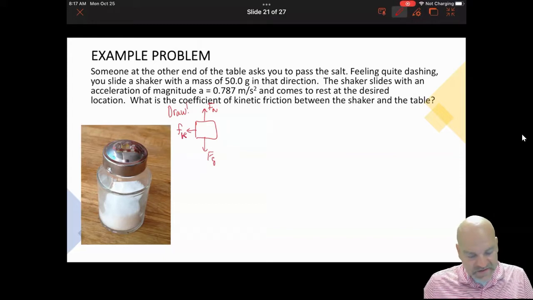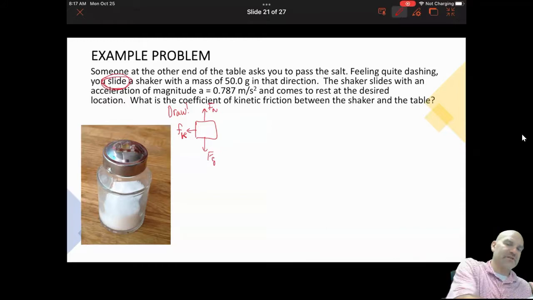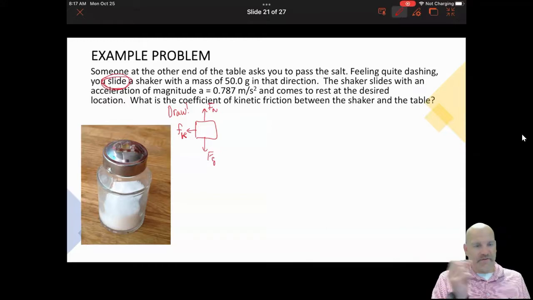Now, this is one in which it's sliding, right? So we have no applied force. It's not like we're constantly pushing it. We're just sliding it and it's going to move on its own. So the only force that's acting is friction, okay, in the horizontal direction.